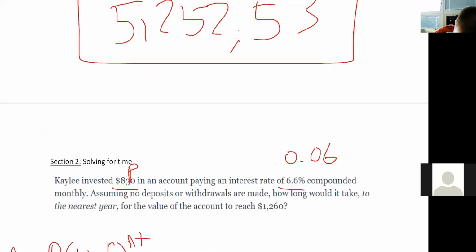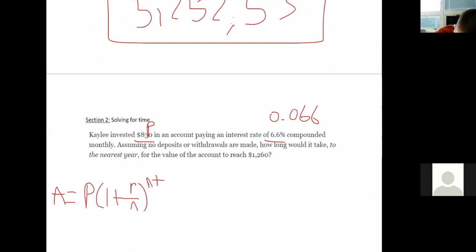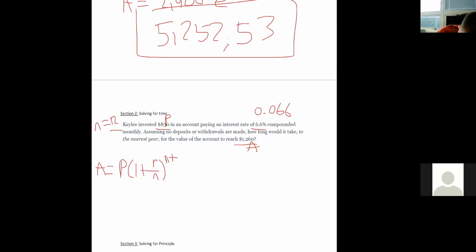That would be 0.066. Compounded monthly. So remember, how often it's compounded is your N value. Since it's monthly, how many times would that be in a year? Well, 12. So our N is 12. Assuming no withdrawals or anything like that, how many years would it take to reach 1,260? So that's going to be the final amount, or your new amount. That's our goal.